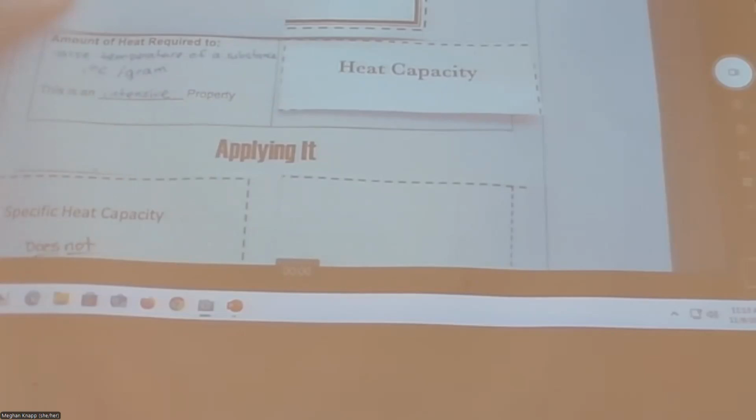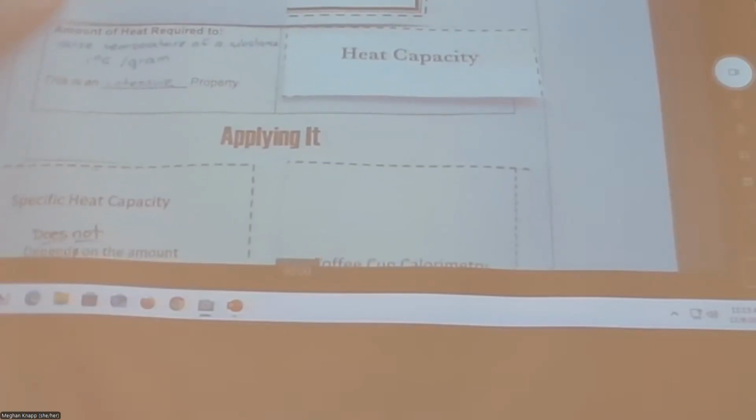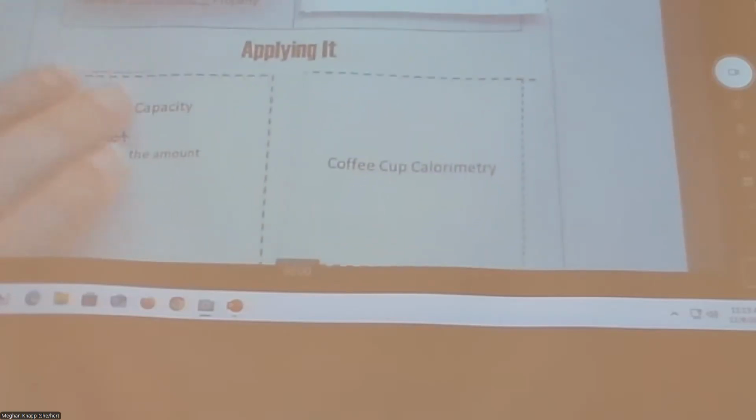All right, so I borrowed this from somebody else, and there was a mistake on it that I did not catch before I messed with it. But if you decide to add the extra things on here, this flap says it does depend on the amount of substance. It does not. So you would need to change that too.